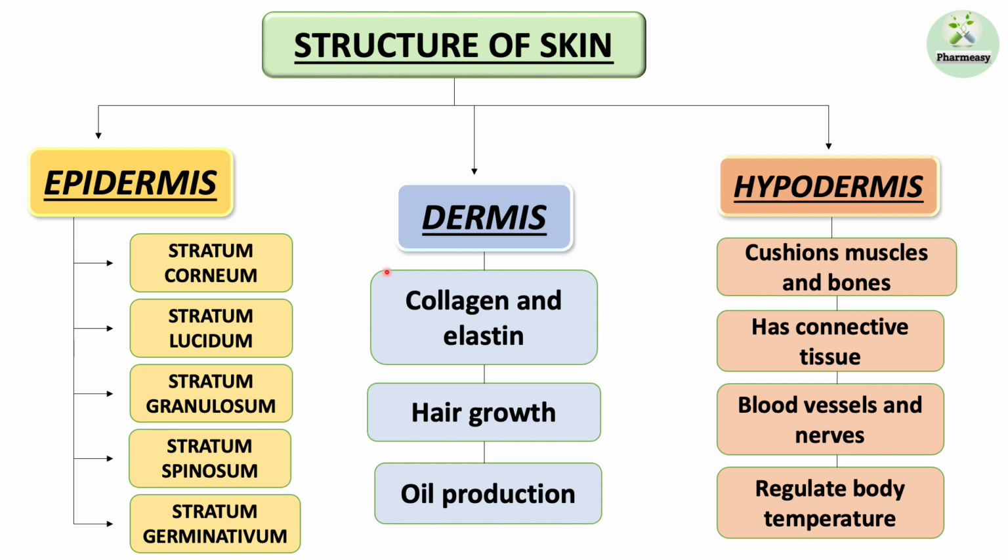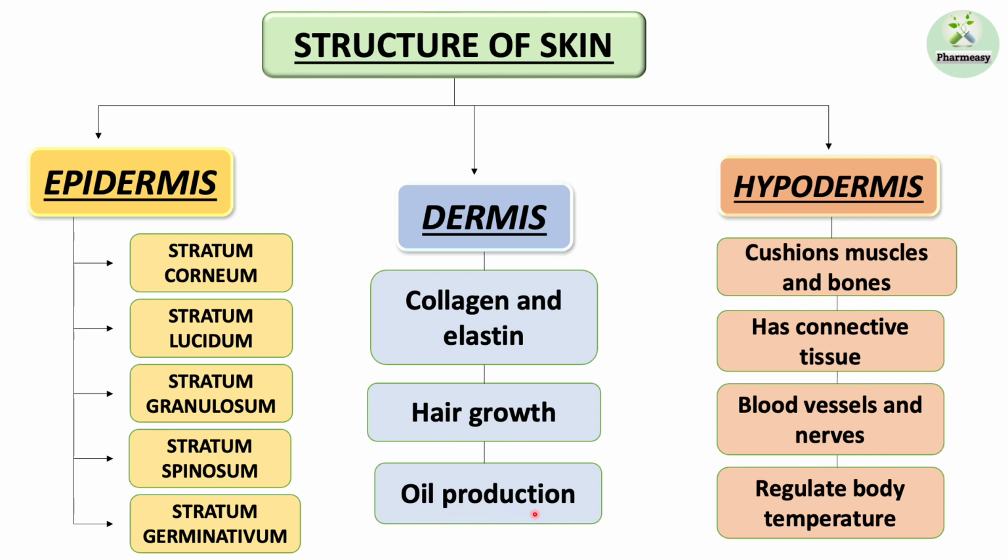Below the epidermis, dermis is present. Dermis makes up 90% thickness of skin. In this, collagen and elastin are present. Collagen is a protein that makes skin cells strong and resilient. And elastin is responsible for flexibility of skin. Hair follicles are also present in the dermis area that are responsible for hair growth.